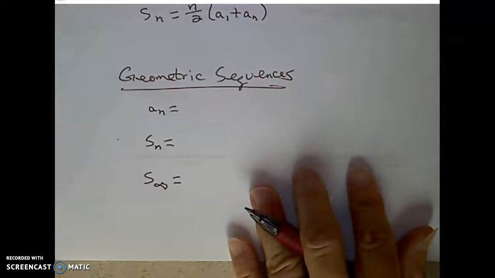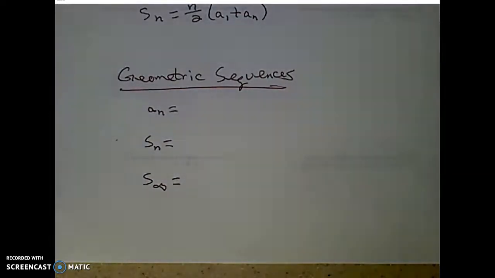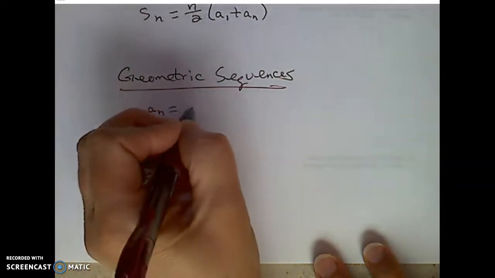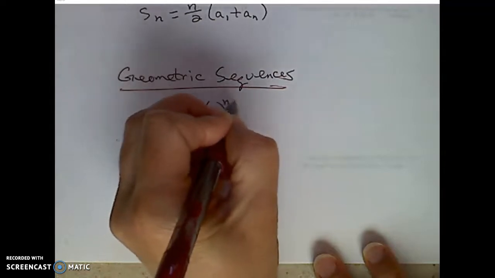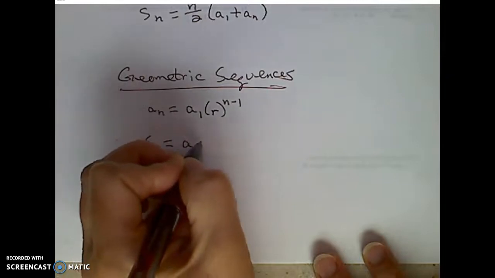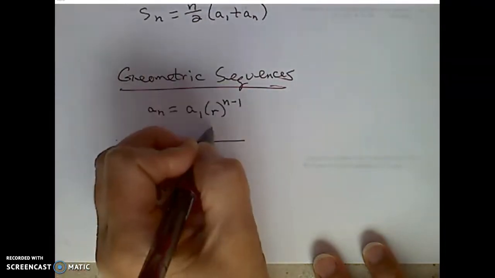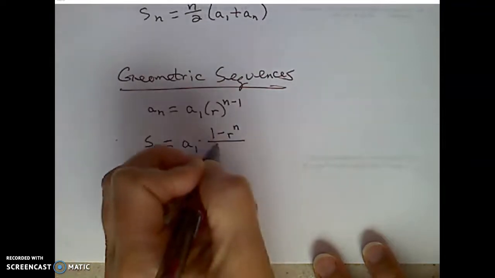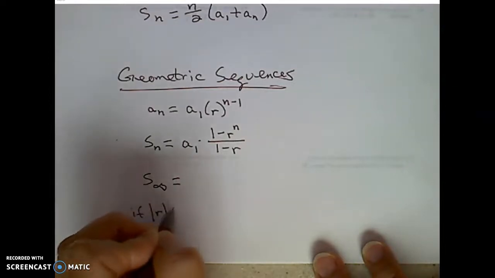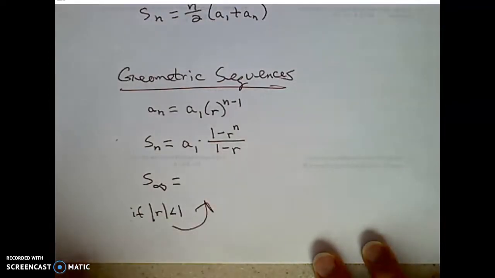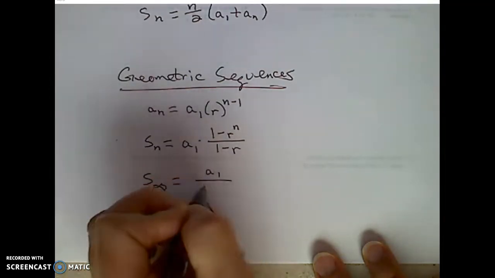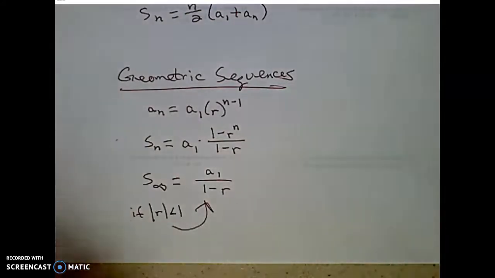Formulas for geometric sequences. Pause and try to jot those down. The general term for a geometric sequence is the first term times r to the n minus 1. The sum of a geometric sequence was the first term times the ratio of 1 minus r to the n over 1 minus r. And if the common ratio is less than 1, then we can actually find the sum of the infinite geometric series, which is the first term over 1 minus r. Alrighty, we'll review those tomorrow.